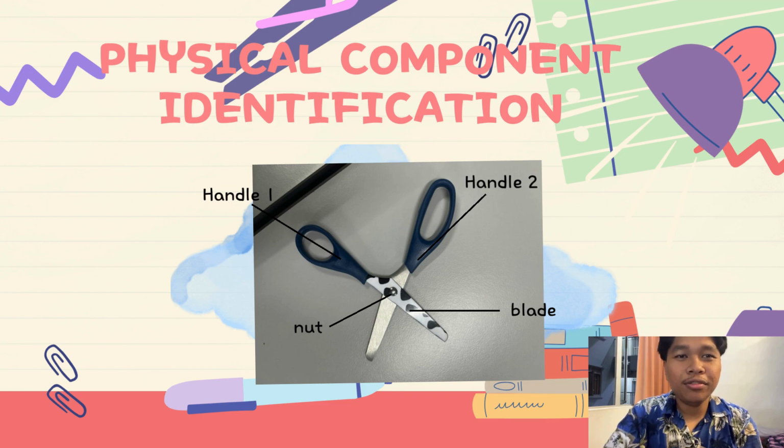Alright, thank you Nafis for the brilliant presentation just now. Now we are moving on to physical component identification. For the first and second components, we have handle 1 and handle 2, for the third component we have a blade, and for the fourth component, we have a nut.